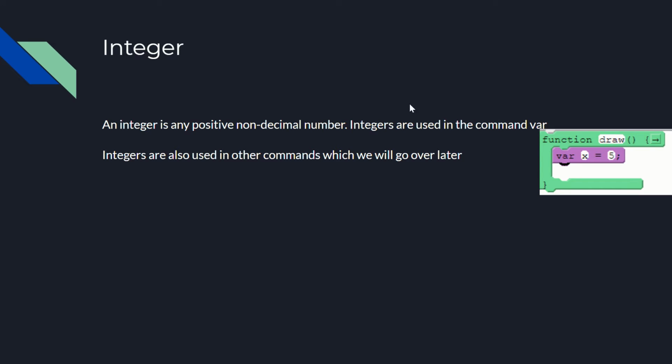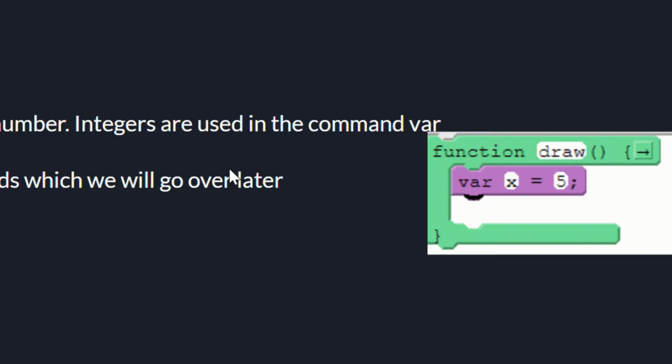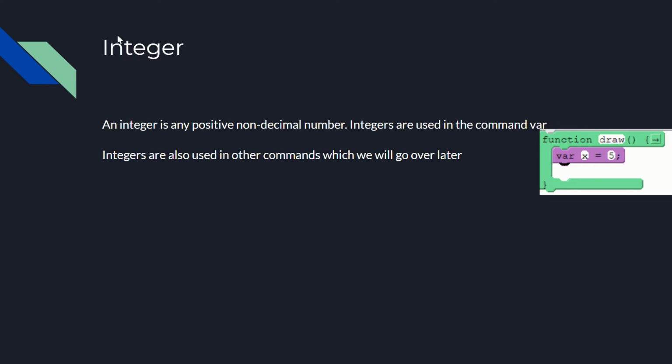It's used in this command, var. var is just declaring a new variable. If you guys have done algebra or pre-algebra, you know what a variable is. So this is defining a variable. It's also used in other commands, which you'll see later on in the course. But that's basically an integer, and it's very commonly used in code.org because most values are going to be defined in numbers. Otherwise, it's going to be defined as a name.